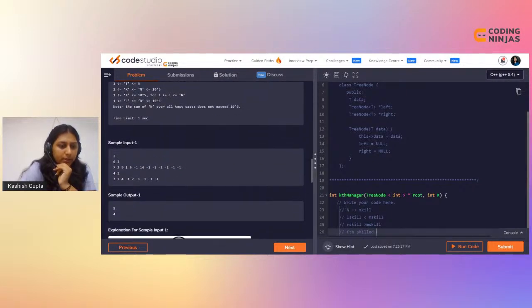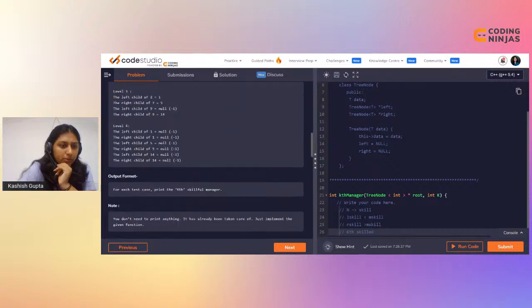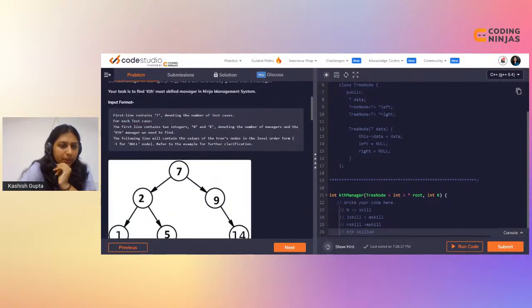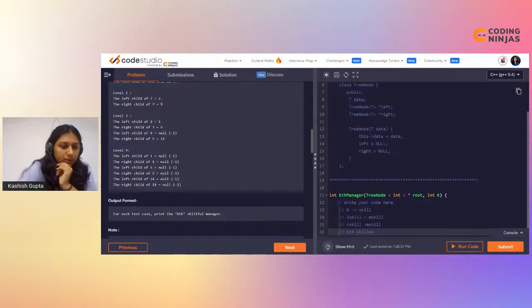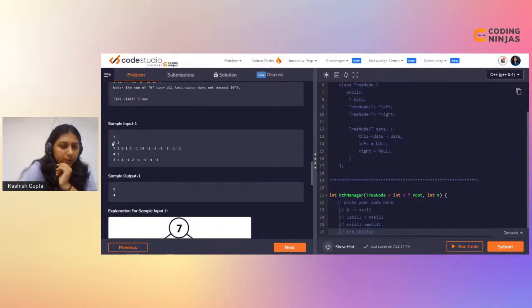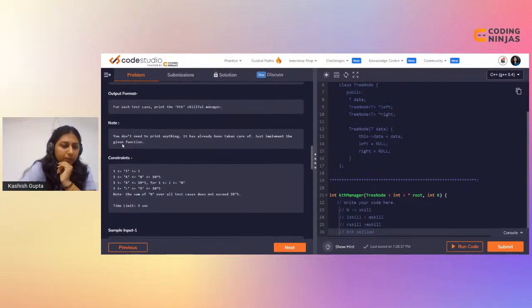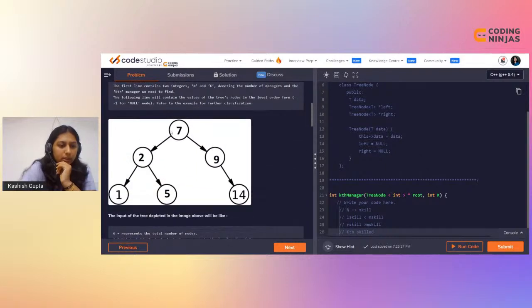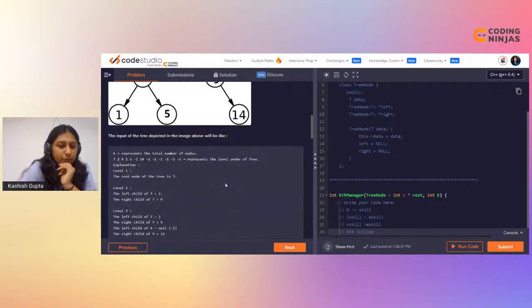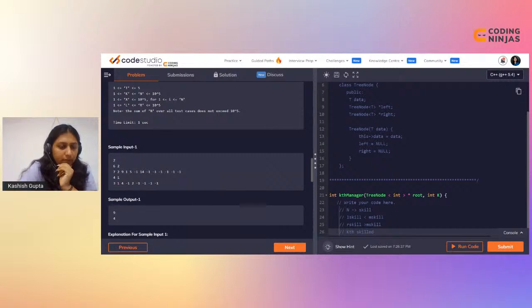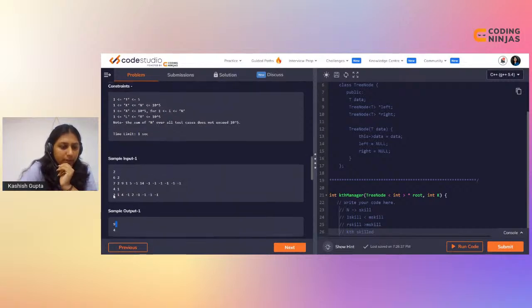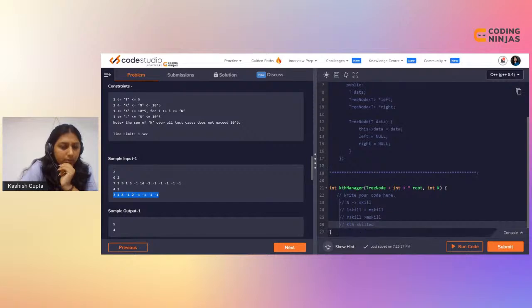In the sample input, 6 is the number of nodes. Input will have test cases, two integers n and k denoting number of managers and the kth manager that we need to find, and then the tree will be given. So in this particular tree, we are given that there are 6 nodes and we want to find the second most skilled one. Second most skilled basically means that here 14 is the largest and nine is the second largest. So the output should be 9.